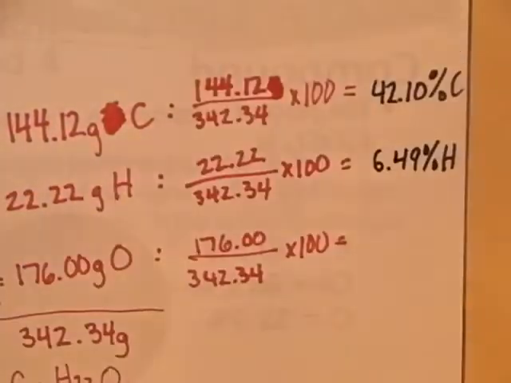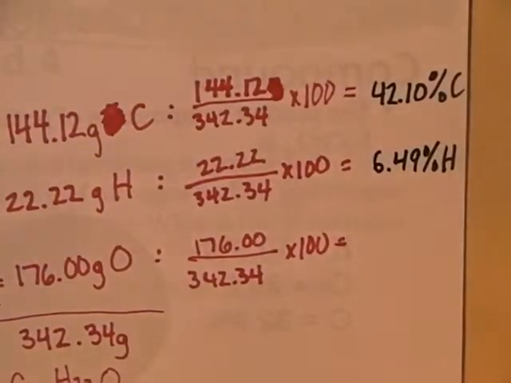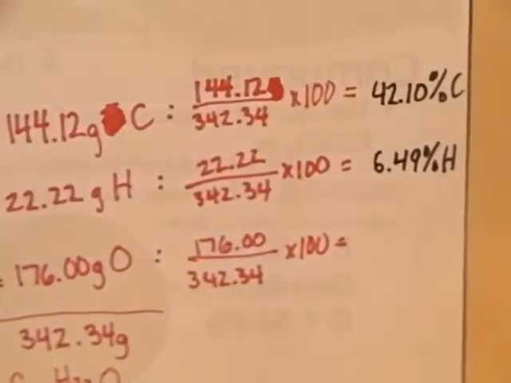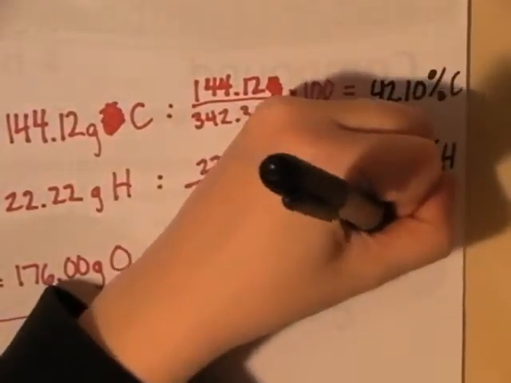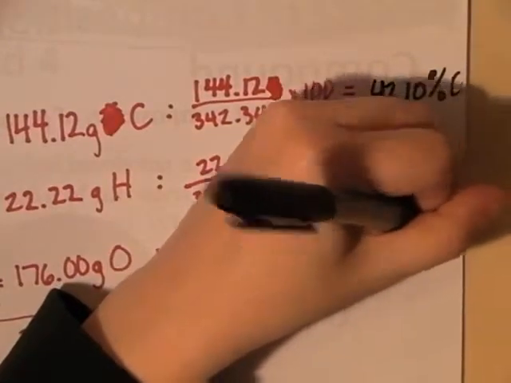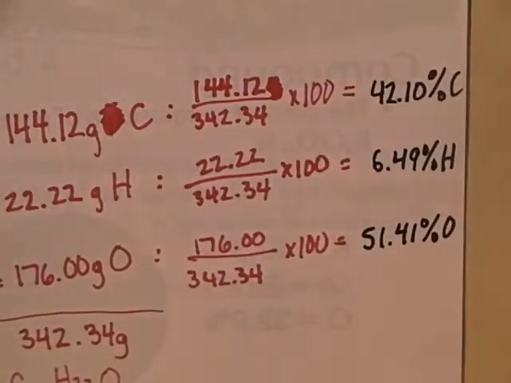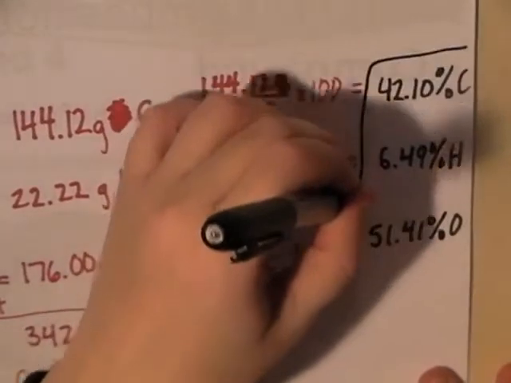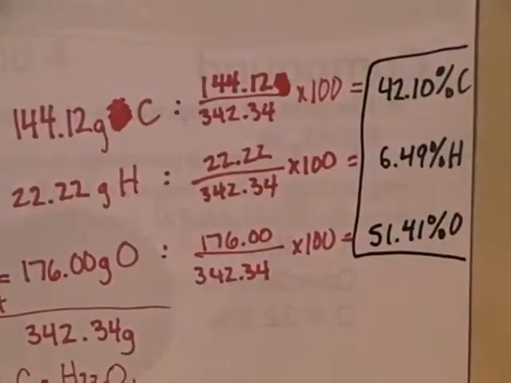6.49% hydrogen. And then the last one, 176 divided by 342.34 times 100. And I get 51.4108 and so on. So what would we round that one to? It would be 51.41. 51.41% oxygen. So these would actually be your answers. Okay, that's the answer to your problem.